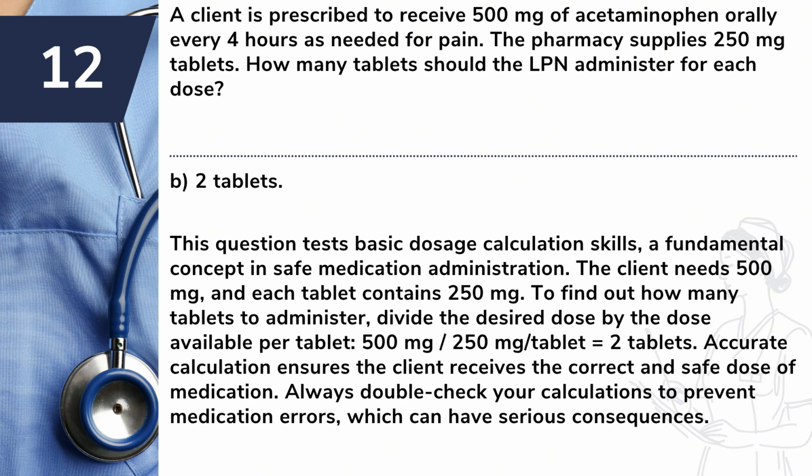Answer B. 2 tablets. This question tests basic dosage calculation skills, a fundamental concept in safe medication administration. The client needs 500 milligrams, and each tablet contains 250 milligrams. To find out how many tablets to administer, divide the desired dose by the dose available per tablet. 500 milligrams divided by 250 milligrams per tablet equals 2 tablets. Accurate calculation ensures the client receives the correct and safe dose of medication. Always double-check your calculations to prevent medication errors, which can have serious consequences.